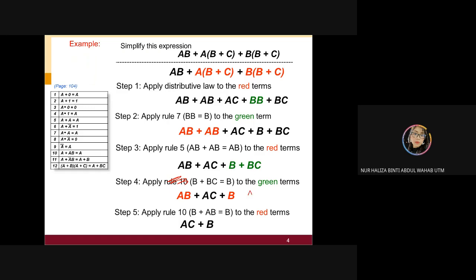From here, I want to simplify. Okay, I have B, A plus 1. How do I get B, A plus 1? Because I have this B. B multiplied with B, I get B. A multiplied with B, I get AB. So similar, right? So I get B, A plus 1. What is A plus 1? A plus 1 is 1. So I can get my answer B plus AC.